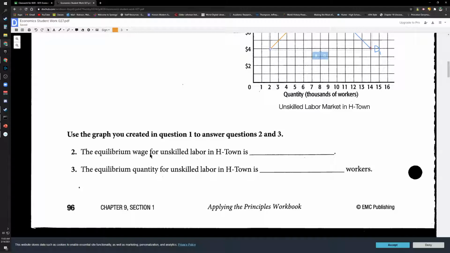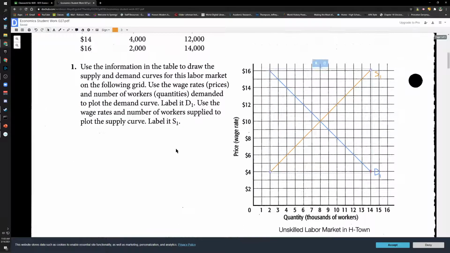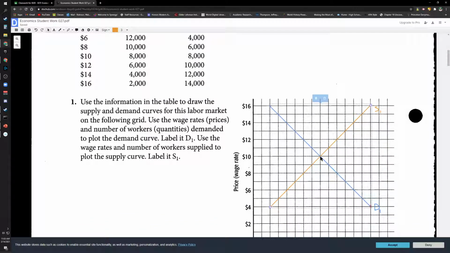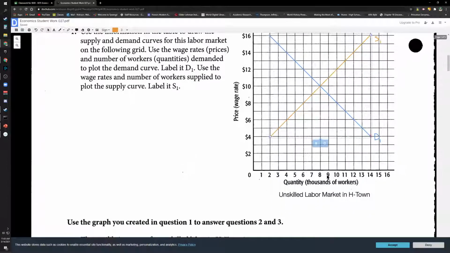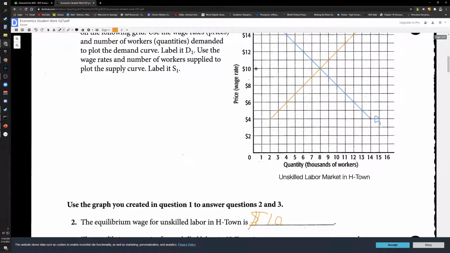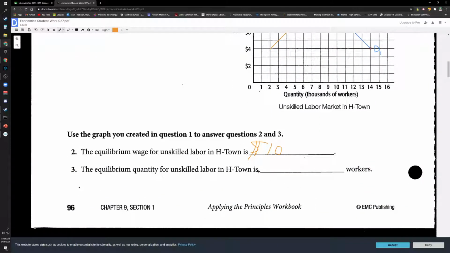The equilibrium wage for unskilled labor in H-Town: there's two ways to look at this. For one thing, where these two numbers equal each other, supply and demand, it's $10. And graphically, where supply and demand intersect each other, it also is $10. So you would put 10 bucks in here. The equilibrium quantity, remember, you just look at your equilibrium, then go down. So it's 8,000. Don't put 8 workers, because if you do that, you got it wrong. So it's 8,000.